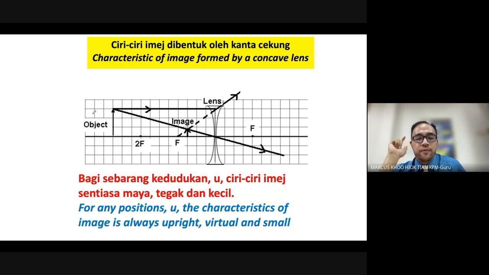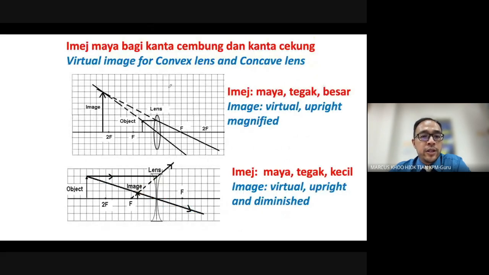Sorry, what's the third one? VUD. Thank you. Virtual, upright, diminished. Always and forever. Okay, so just to remind you, there are 2 types of virtual images. For the convex lens, it is virtual, upright, magnified. Read this rim, boom, boom. Okay, there's no VUD in convex. Okay, infinity, boom, and then boom. And then the last one, concave lens, is virtual, upright, diminished.